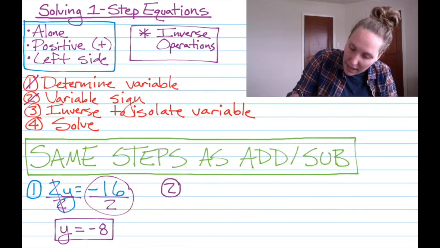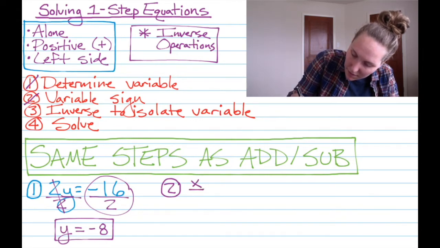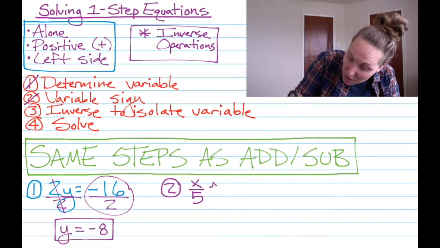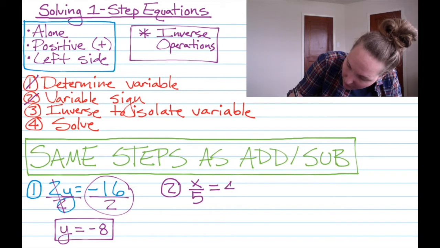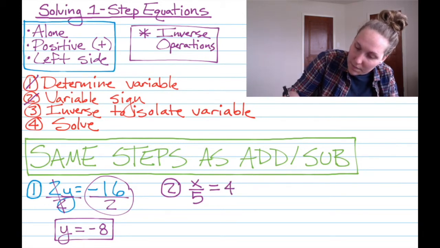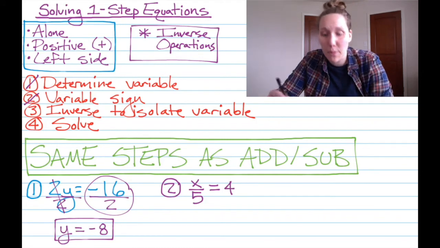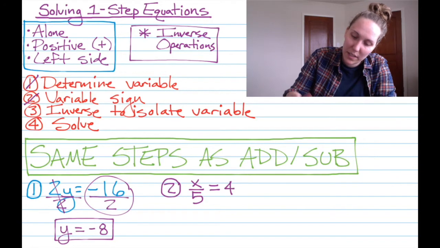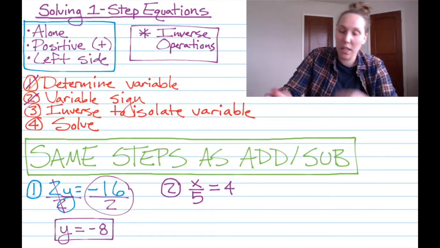Number 2 is x divided by 5 equals, oh goodness, my stylus is jumping around, equals 4. Okay? So, I've got to ask myself my 3 questions after I determine my variable. Number 1, determine my variable. It is x, check.